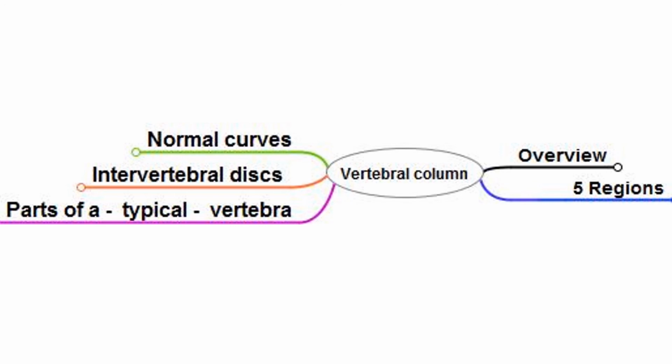Then the vertebral column has 5 regions, and when you go to your left, you will find that this mind map is also talking about the curve of the vertebral column, and then some information about intervertebral discs, and lower down, parts of a typical vertebra.